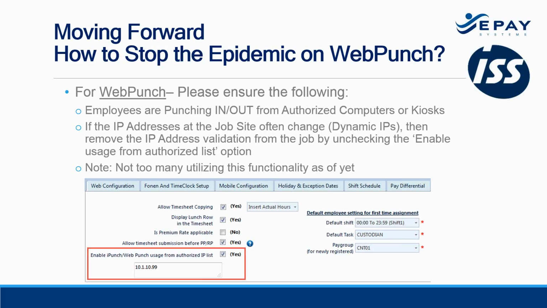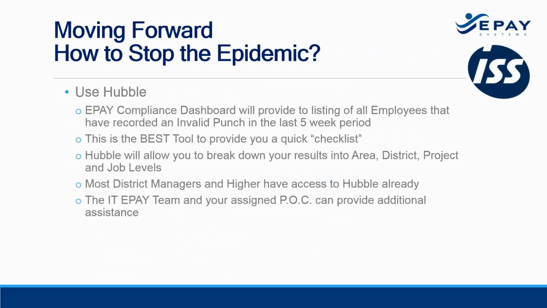Now going forward, some other things you can do to help stay on top of this invalid punch is to use Hubble. Now for many of you on this phone call, you already are set up, or have at least heard of the word Hubble before. And in Hubble, we have this dashboard called the ePay Compliance Dashboard. It's going to provide you a listing of all the employees that have recorded an invalid punch in that last 5-week period. So this is the best tool to provide you a quick checklist.